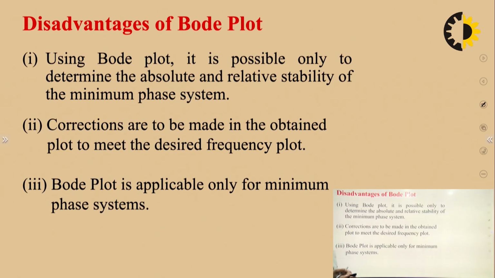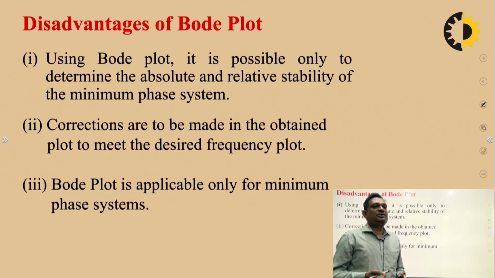Now, there are some disadvantages too. Using the Bode plot, it is possible only to determine the absolute and relative stability of the minimum phase system. Okay, so minimum phase systems are those systems in which all the poles and zeros are lying in the left half of the S-plane. So this is the disadvantage. We can only apply it for minimum phase systems.